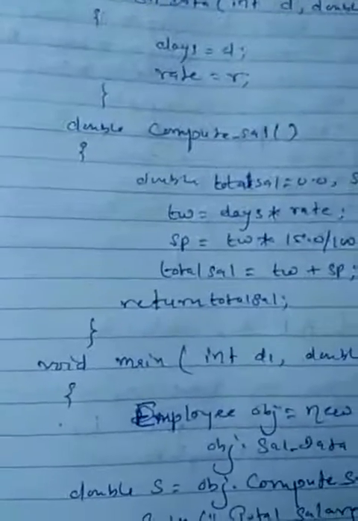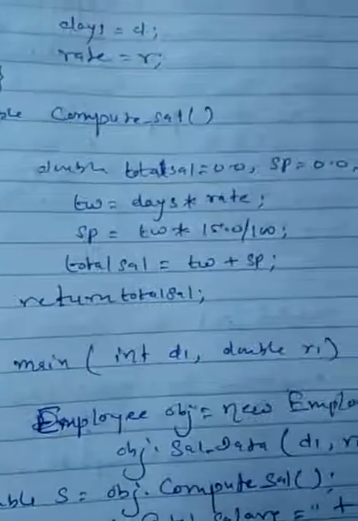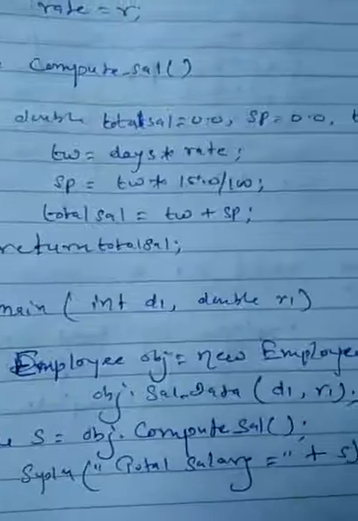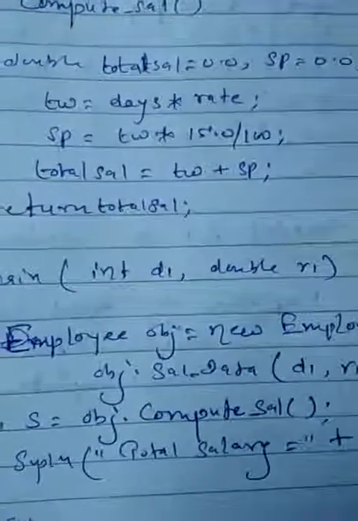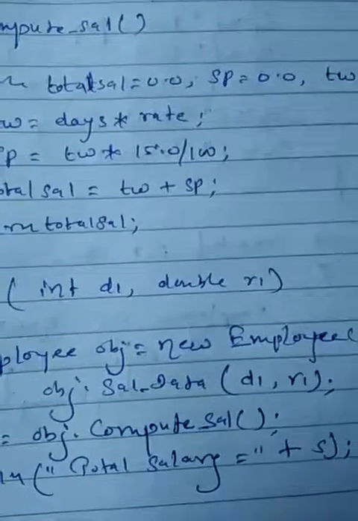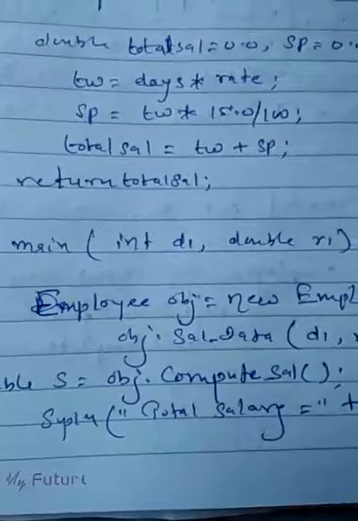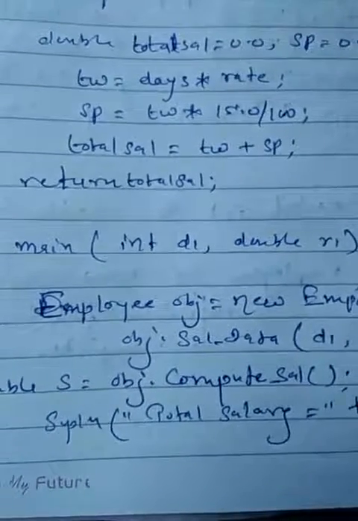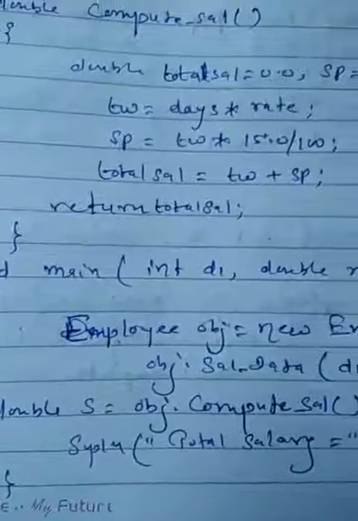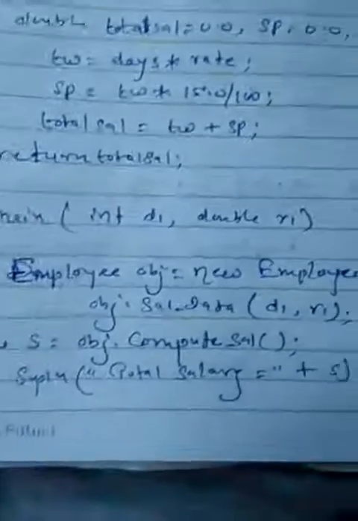Now in the main function we are calling the above function, so we require the value of days and rate. Now creating the object of class employee, we are calling the function salary_data with the parameters d1 and r1. Then we call the function compute salary, which will return the value and store it in s, and now we are printing the value of total salary equal s.